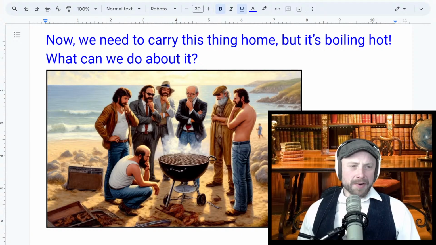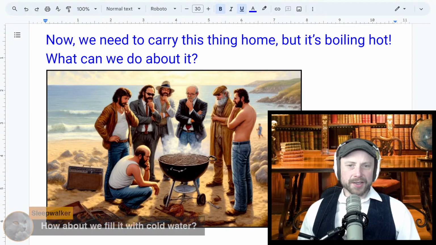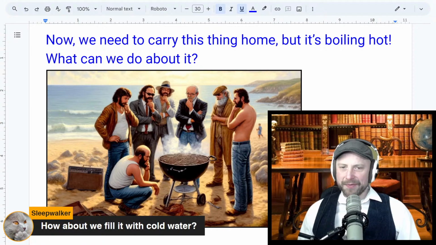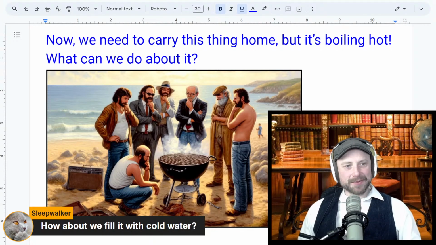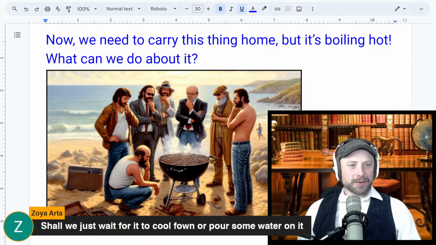No, we need to go home, Pallavi. We can't stay there for 24 hours. It's the beach. That's a good suggestion from Sleepwalker. It says, how about we fill it with cold water? Now, where could we get some cold water, Sleepwalker? Where could we get some cold water on the beach? I wonder where we could get some cold water. Shall we just wait for it to cool down or pour some water on it?